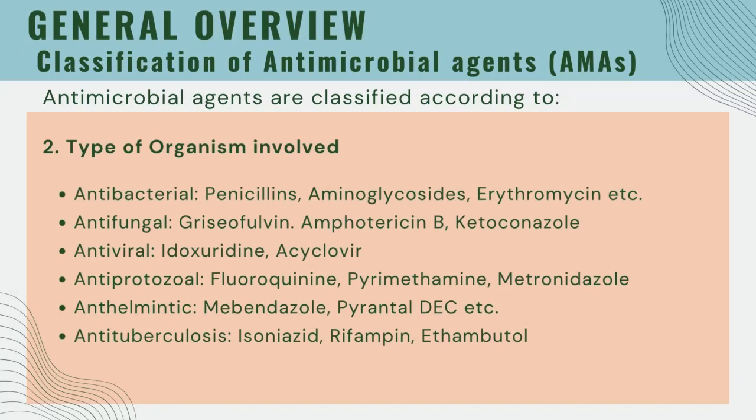Next classification is the type of organism involved. In antibacterial, these are penicillins, aminoglycosides, and erythromycin. In antifungal, these are the griseofulvin, amphotericin B, ketoconazole. Antiviral are the idoxuridine, acyclovir. Next is antiprotozoal, the chloroquine, pyrimethamine, metronidazole. The anthelmintic is the mebendazole, pyrantel, DEC. The antituberculosis is the isoniazid, rifampin, and ethambutol.